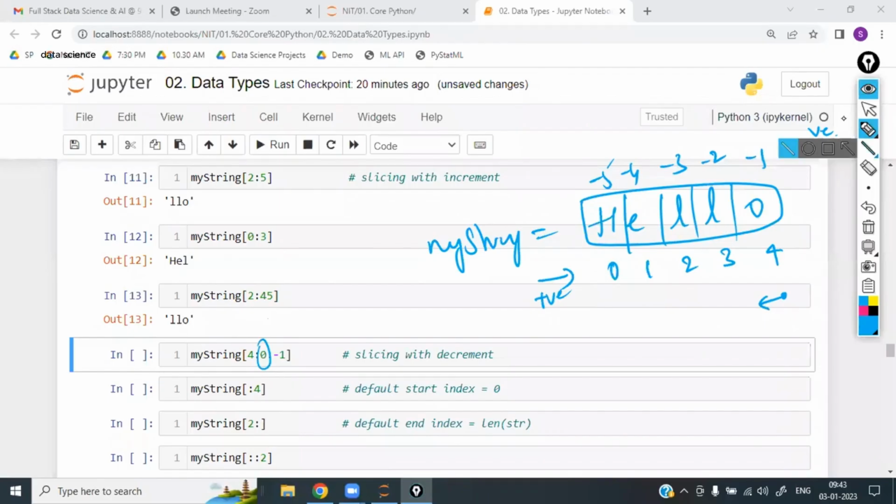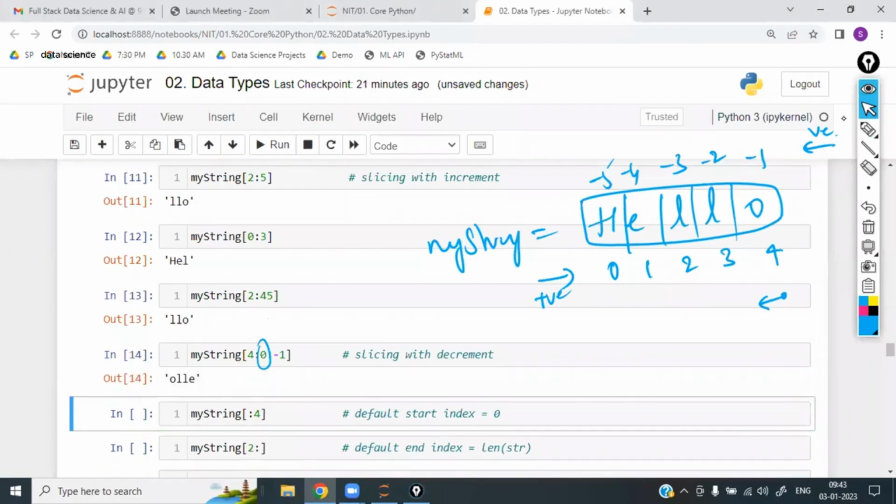If you write 0 or if you write minus 5, both are the same. That number should not be included. That number and the numbers after it, everything should not be included. Before that only we have to stop. That is the meaning. Right? So we are going to get O-L-L-E. Is that clear?